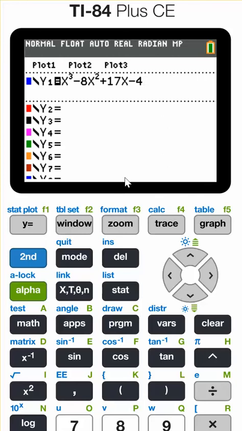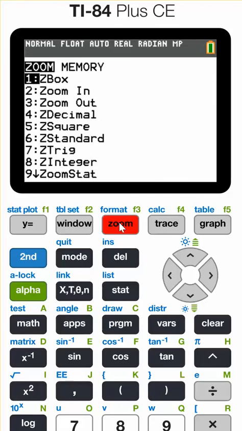Now, let's see, what I wanted to do is show you how we find the first zero. So we said the possible zeros were 1, 2, 4, and then also the negatives of those numbers. And so once you put the graph in, let's go ahead and do zoom. We've got zoom decimal and zoom standard.